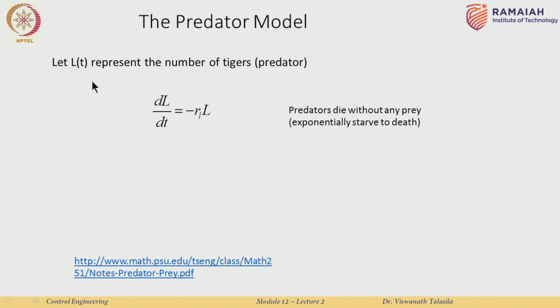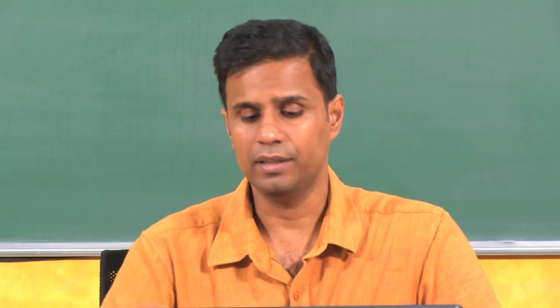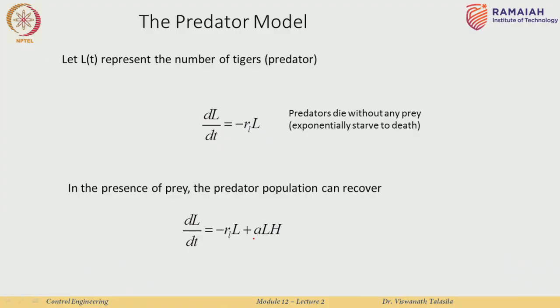So, L of t is the number of tigers in the jungle, so the rate of change of the population of the tigers is this negative growth rate over here. Okay. So, this is in the absence of prey. In the presence of prey, the population of the tigers will obviously recover. Right now, they get food, they are healthy, they can reproduce and so on. So, every time I have an interaction between the tigers and the deers, the population of the tigers over a period of time, months, years, will have a positive growth rate. Okay. This is good for the tigers, not so good for the deers, but it is very good for the tigers.